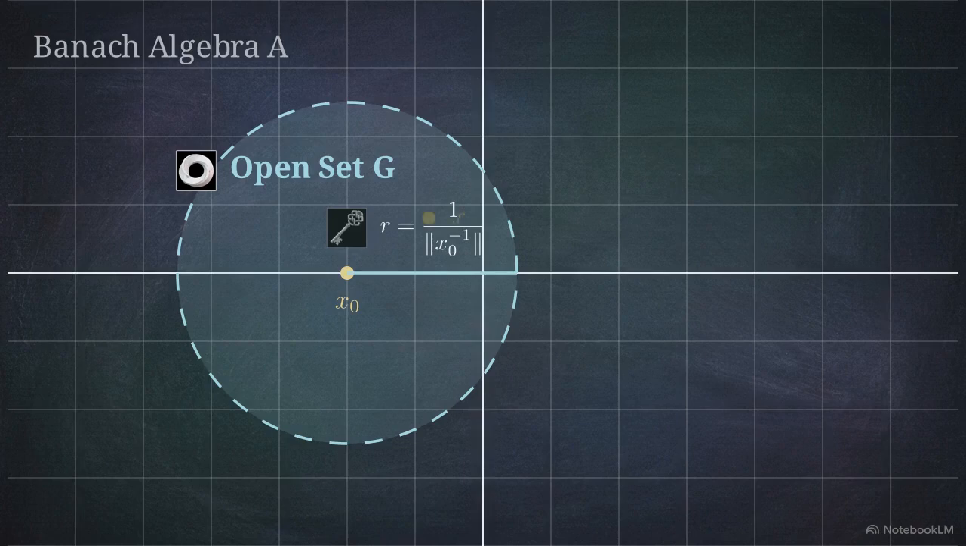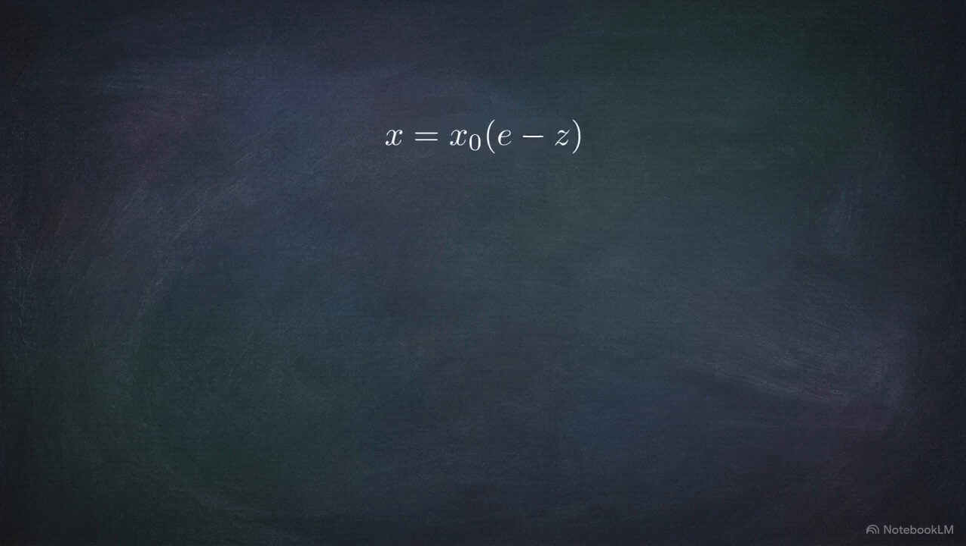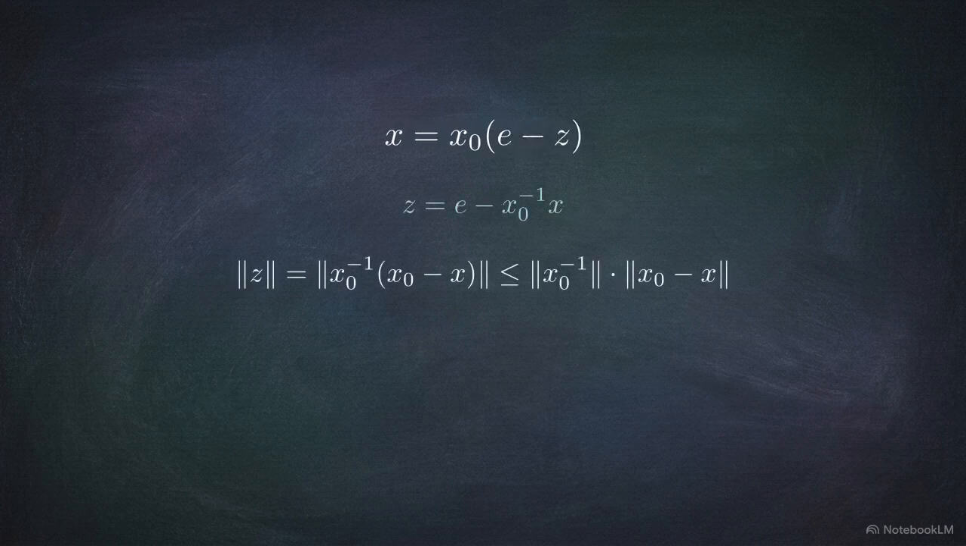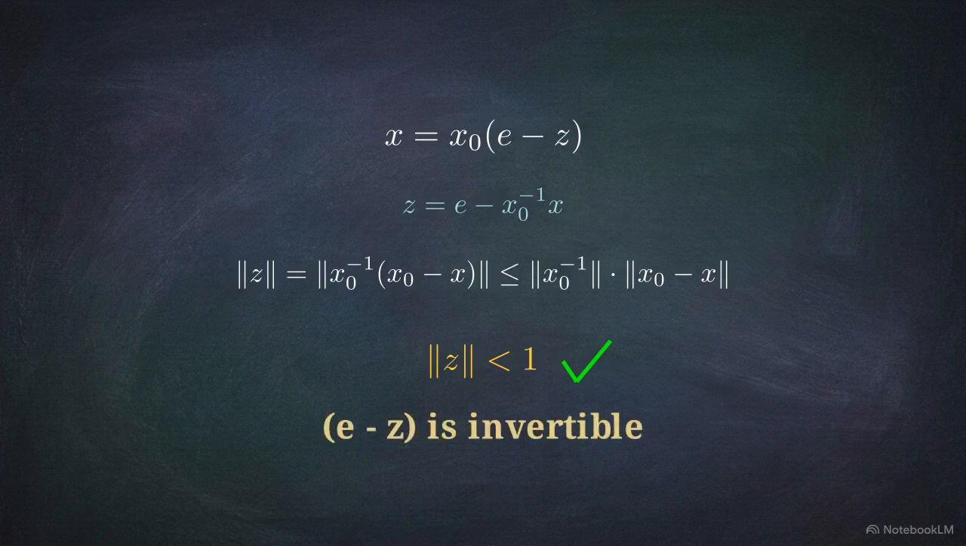If we take a perturbed element x inside that radius, we can factor out the inverse of x0 to create a new term, y. We then rewrite y as e minus z. The math strictly guarantees that the norm of z will be less than 1. We just proved what happens when a norm is less than 1. The term e minus z must be invertible. Because it is a factor of our original perturbed element, that invertibility cascades backward, proving x itself is also invertible.